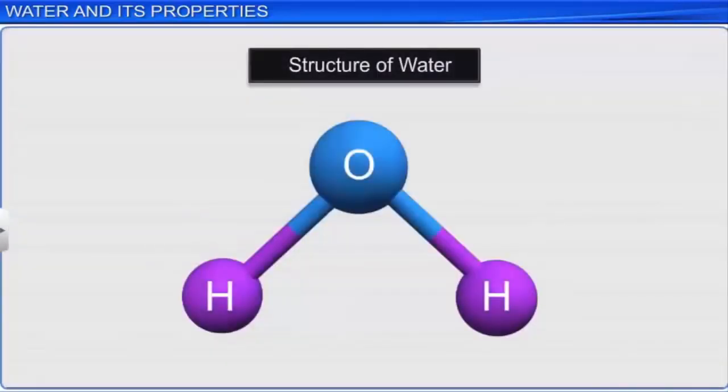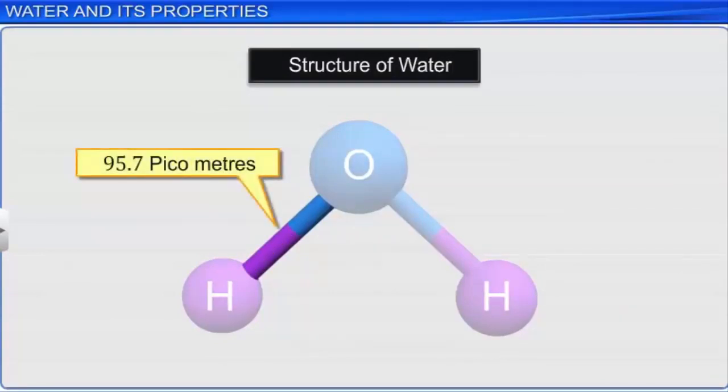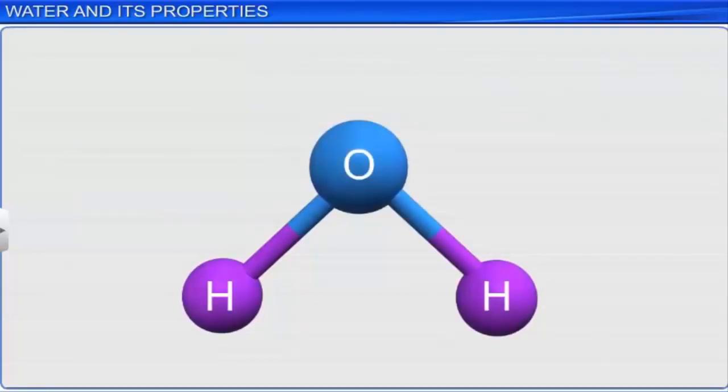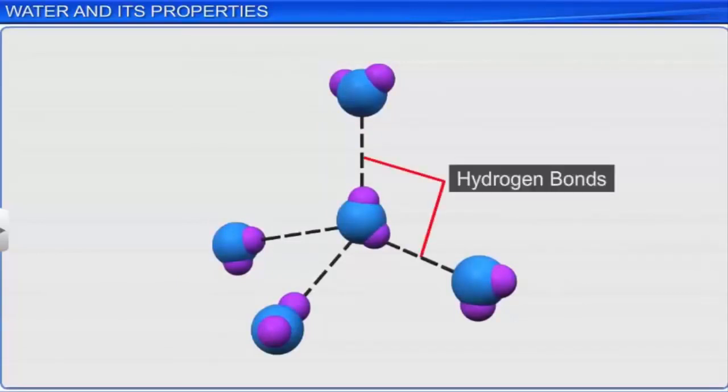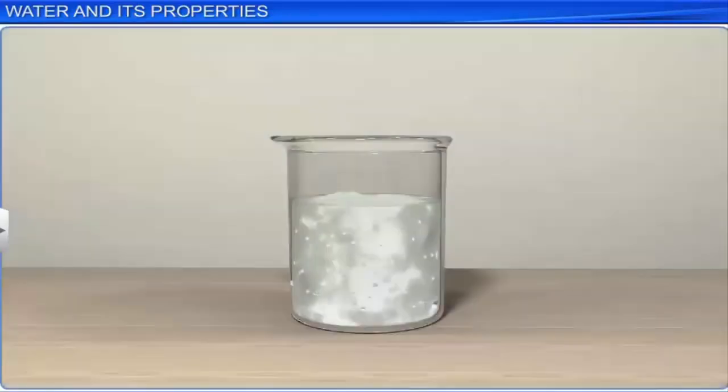The shape of water molecule is bent or V-shape with a bond angle of 104.5 degrees and OH bond length of 95.7 picometers. In water molecule, as the oxygen atom has a higher electronegativity than hydrogen atom, it carries a partial negative charge, whereas the hydrogen atom carries slightly positive charge. As a result, water is a polar covalent molecule. In the liquid phase, water molecules are associated by hydrogen bonds. The crystalline form of water is ice.